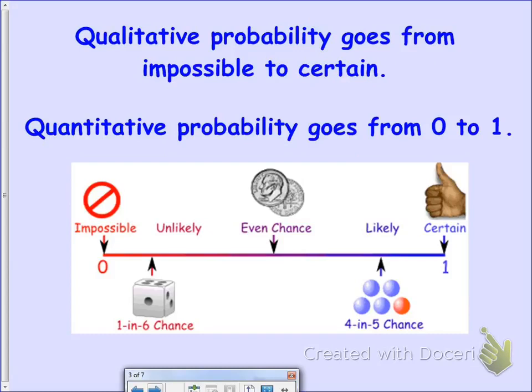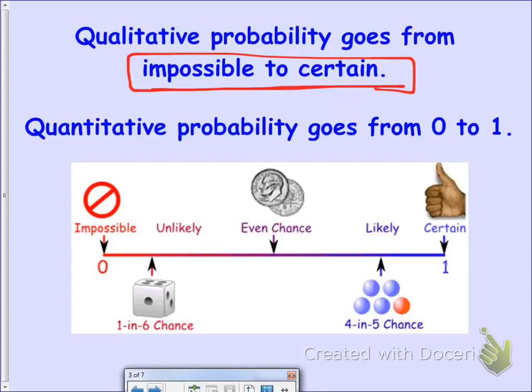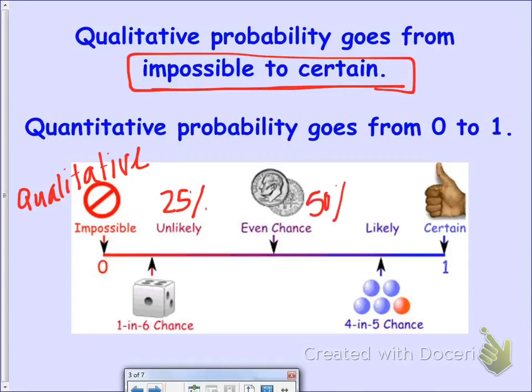So in talking through this, qualitative probability goes from impossible to certain. Since it does not deal with numbers, it talks about words and what these words mean. So that is right here at the top. Qualitative is these top verbal descriptions. Impossible means never ever going to happen. Unlikely is about 25%-ish of happening. Even is smack dab in the middle at 50%. Likely is 75%. And certain means 100%, all the way, it is going to happen.